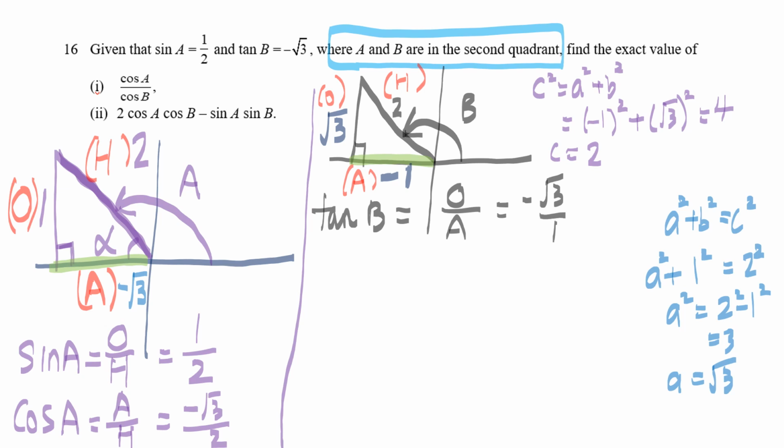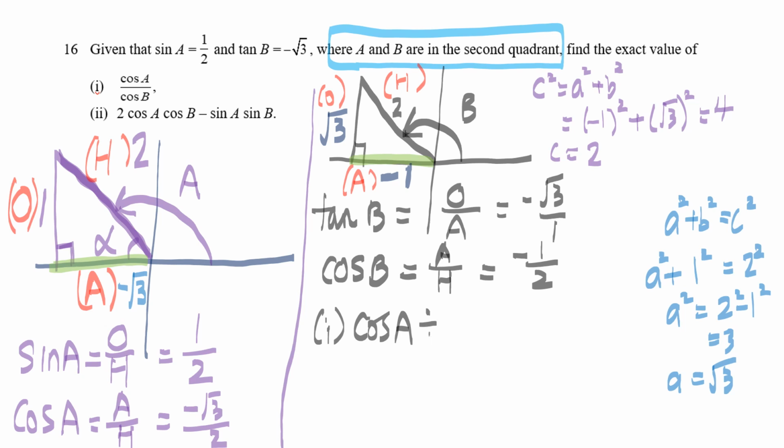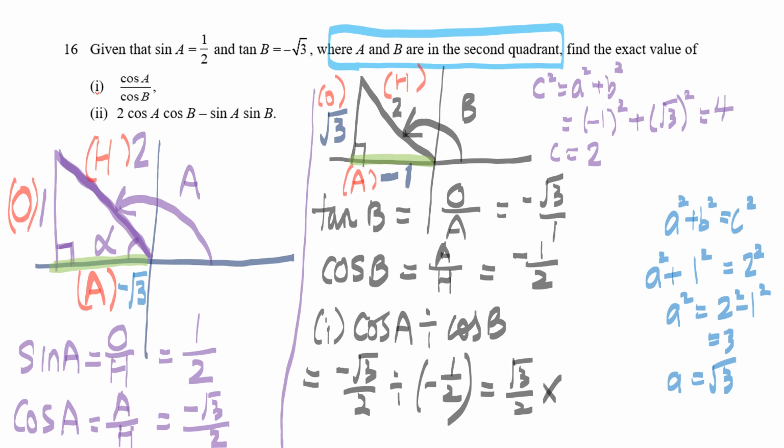Okay, so from there we can find the value of cosine b. So cosine b is a over h, which gives you -1 over 2, negative half. Okay, negative half. So with this value, I can find cosine a divided by cosine b, and that will be negative square root 3 over 2 divided by bracket negative half. So that will give you positive, negative divided by negative is positive. So square root 3 over 2 times 2 over 1, and that gives you square root 3 as the answer.